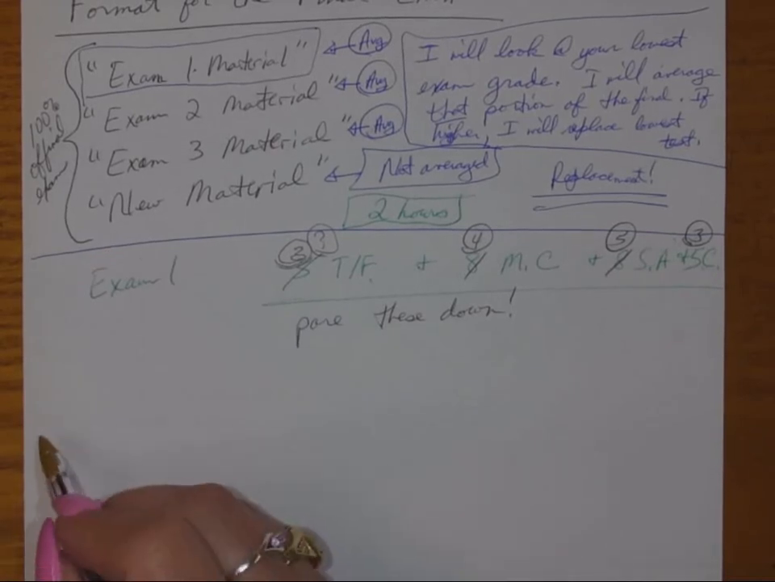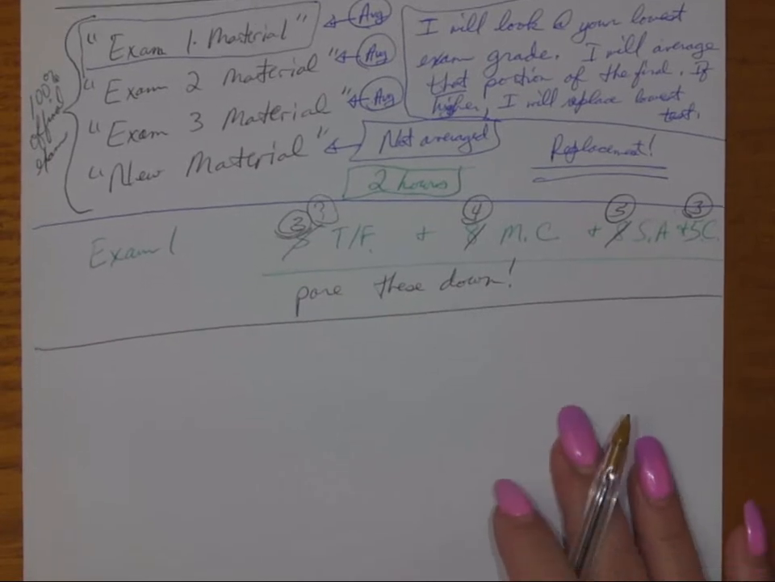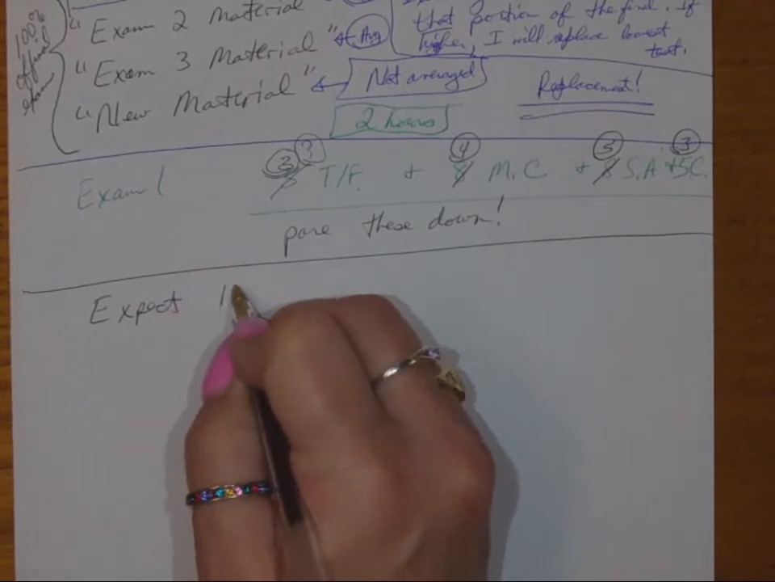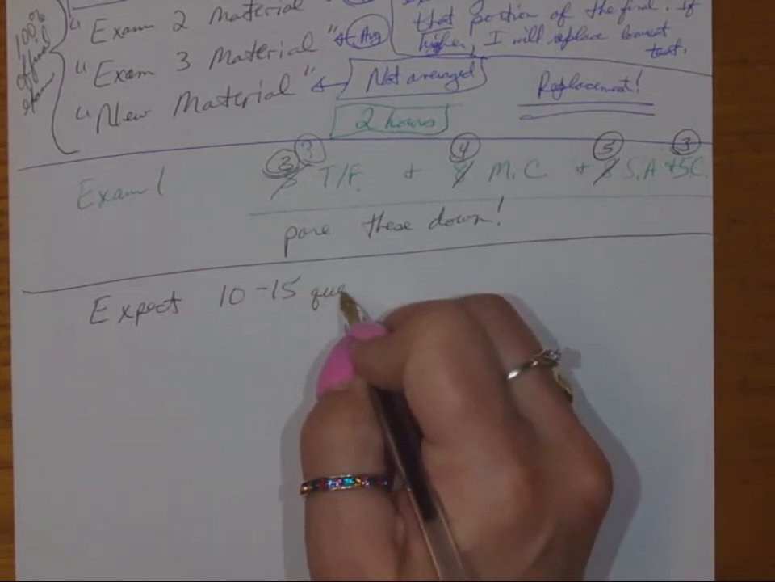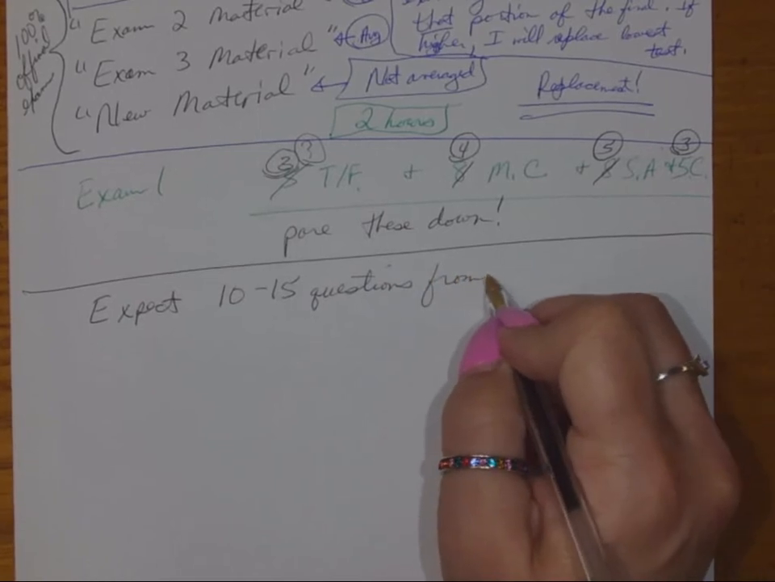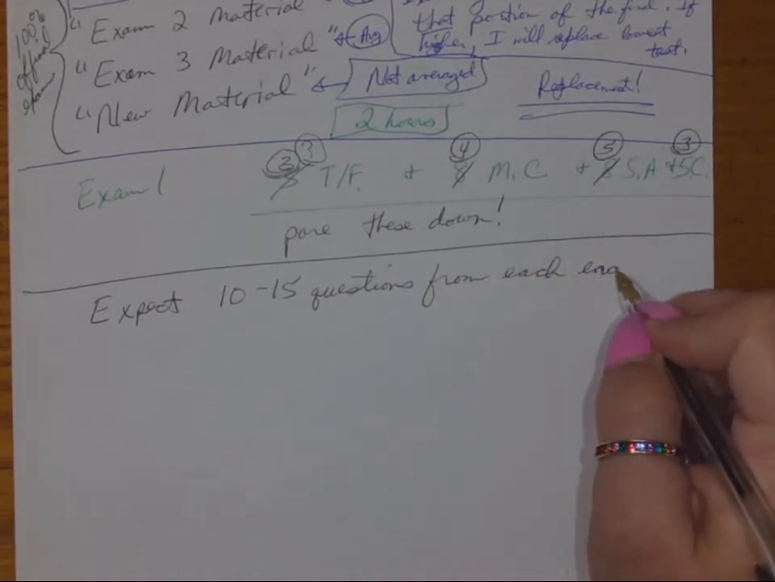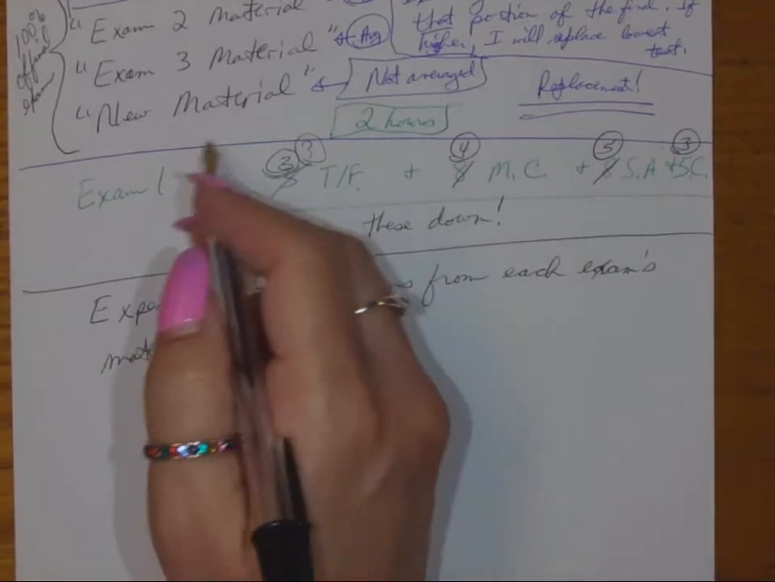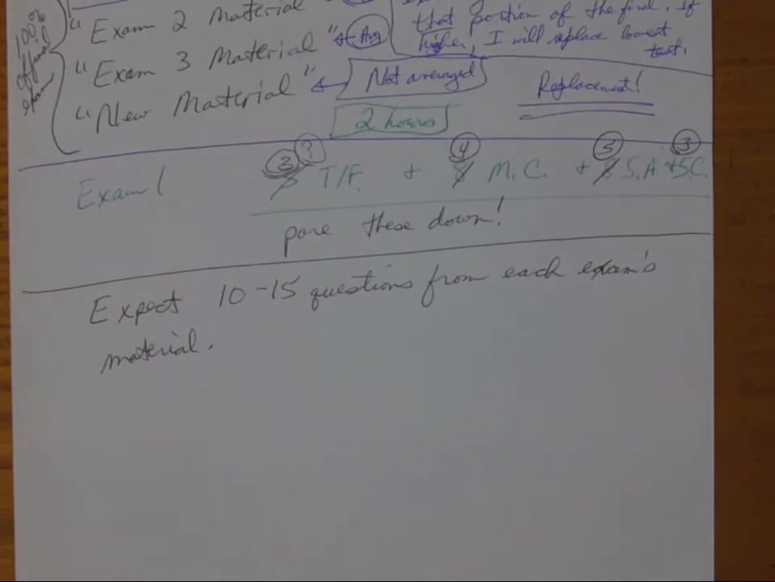So basically, what I would expect, unless it's like a matching or something like that, is I would expect to have 10 to 15 questions from each exam's material. Okay, and then if we had some new material at the end, you might have 2 or 3 questions off of that as well. It just depends on where our semester cut for exam 3, and if I managed to slide all the material into exam 3, or if we still had some new stuff going on, then it makes a difference, right? So we'll just think about it that way.